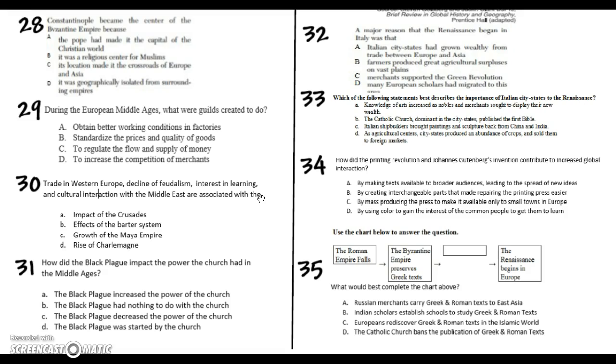A, the Black Plague increased the power of the church. B, the Black Plague had nothing to do with the church. C, the Black Plague decreased the power of the church. D, the Black Plague was started by the church.